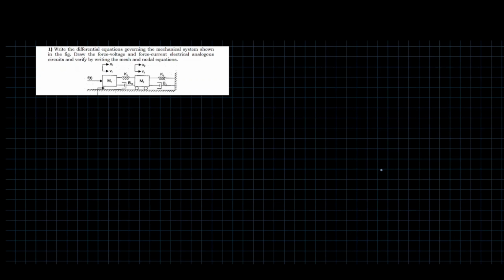Okay, so we're supposed to find the differential equation governing this mechanical system. It says to draw the force-voltage and force-current analogous circuits. So for the differential equation, let us start with mass M1.